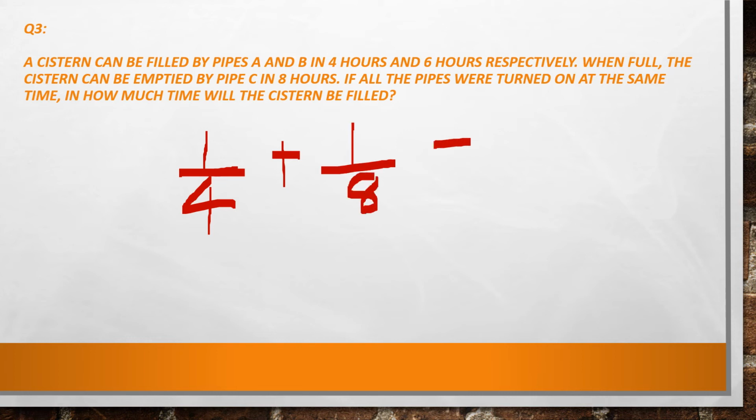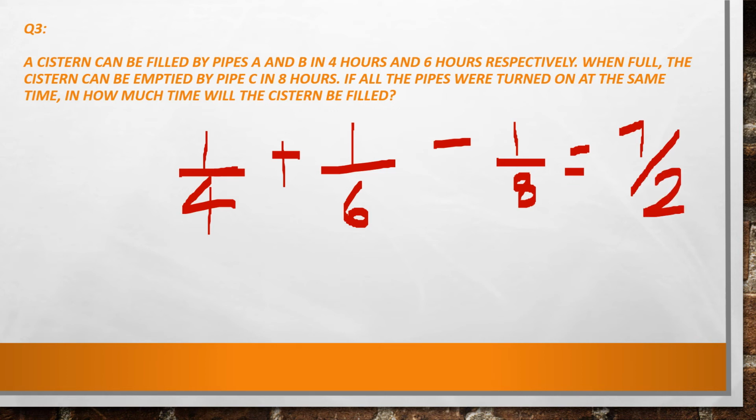And pipe C എന്താ ചെയ്യാ? I'm sorry, it's not 1/8, it is 1/6 അല്ലേ? 1/6. And pipe C എന്താ ചെയ്യാ? Empty ചെയ്യാണ് ചെയ്യണത്. So you have to minus it with that value 1/8. So what is the answer? You get it as 7/24. So the time taken to fill it up is the reciprocal of this value, which will be 24/7.